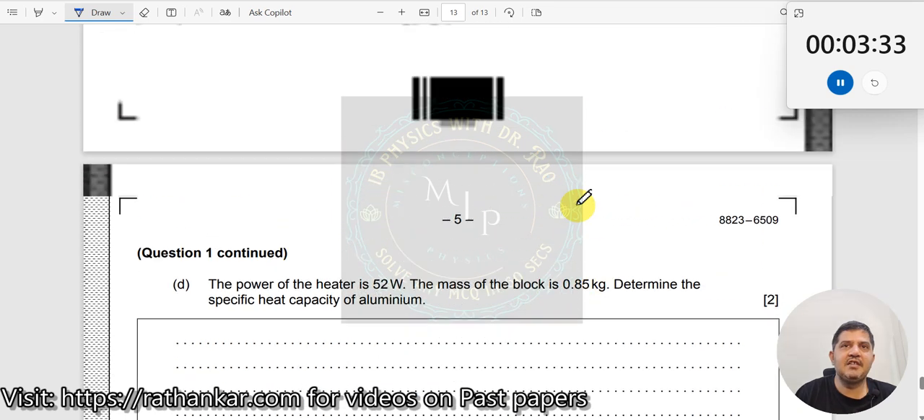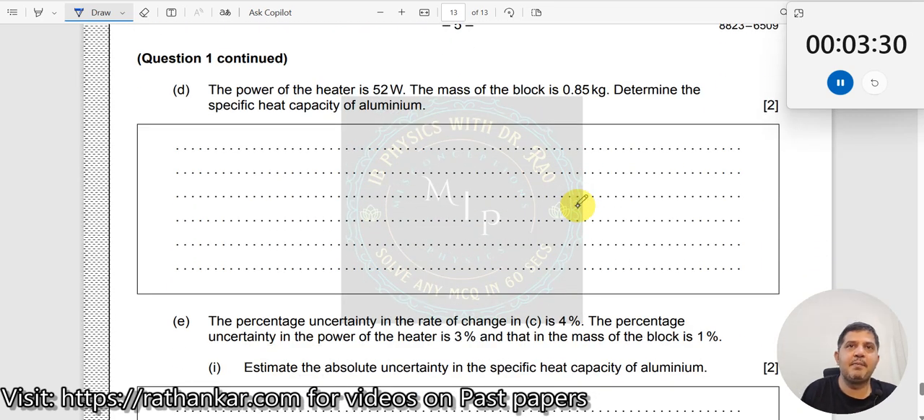The power of the heater is 52 watts. Power is given. The mass of the block is 0.85. Determine the specific heat capacity of the aluminium. So what is the expression for specific heat? Q is equal to mc delta T. What is m here? M is given, C is unknown, delta T.